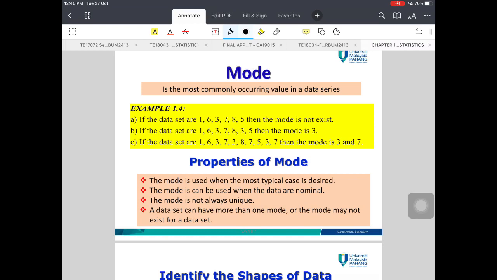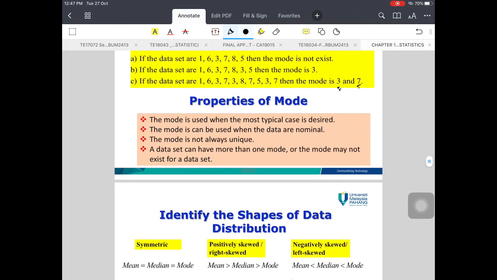There are 3 situations in which we can find the mode. The first one, 1, 6, 3, 7, 8, 5. Here we don't have any mode. Mode does not exist. For B, 1, 6, 3, 7, 8, 3, 5, there are 2 threes coming out here, so our mode here is 3. For the next one, now we have 2 threes and 2 sevens, so our modes here are 3 and 7. So we can have more than one mode, or mode may not exist for a data set.